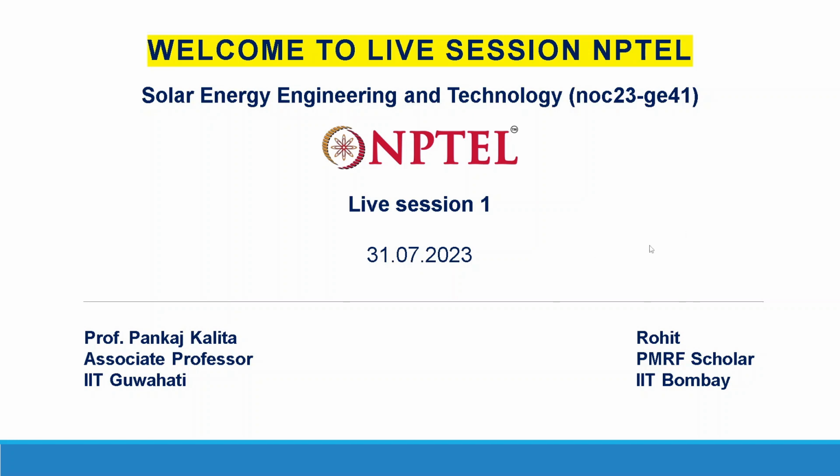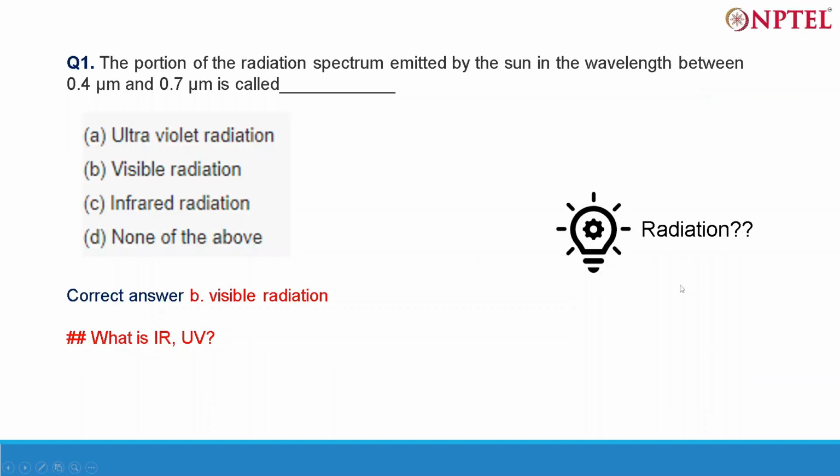Regarding live session one, the questions were very basic. The assignments were very basic, like what are the radiation wavelengths, all those things about solar radiation. The first question was: the portion of the radiation spectrum emitted by the sun in the wavelength between 0.4 micrometer to 0.7 micrometer is called. You all know it's called visible radiation. Then there are ultraviolet radiation and infrared radiation.